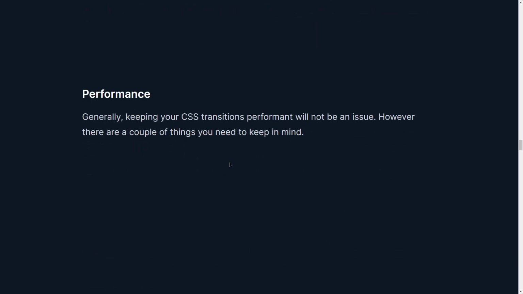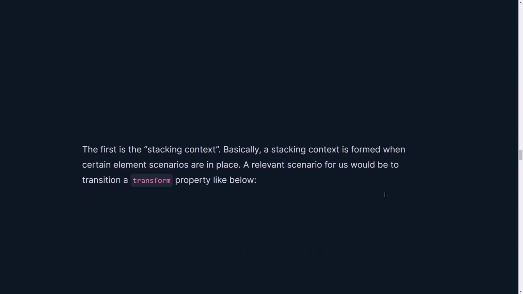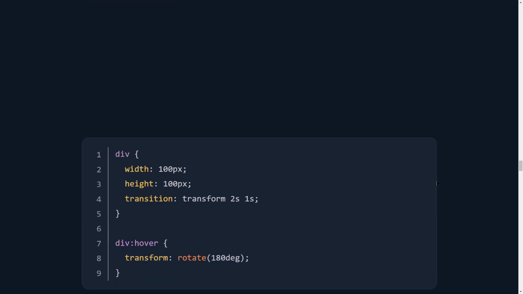Performance. Generally, keeping your CSS transitions performant will not be an issue. However, there are a couple of things you need to keep in mind. The first is the stacking context. Basically, a stacking context is formed when certain element scenarios are in place. A relevant scenario for us would be to transition a transform property like below.